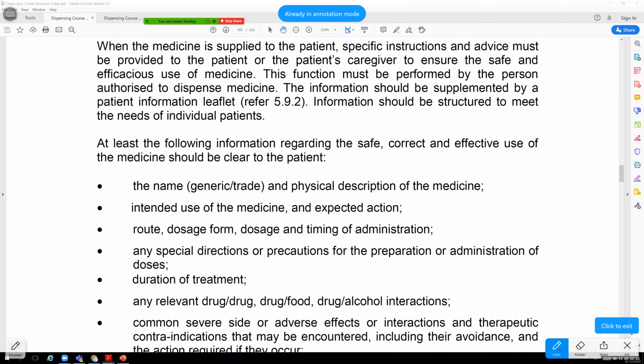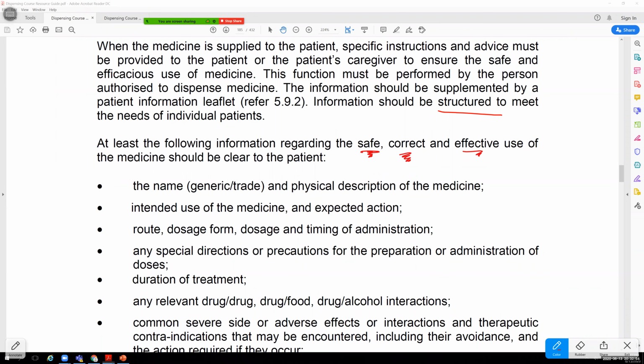And preferably, we want to make sure that this information is simple and is provided through what we call a patient information leaflet. The type of information must be structured to meet the needs of individual patients. It should, at a minimum, have information about the safety of the drugs, how to correctly use it, and how best to use it, so that our patients are safe from medicine errors.